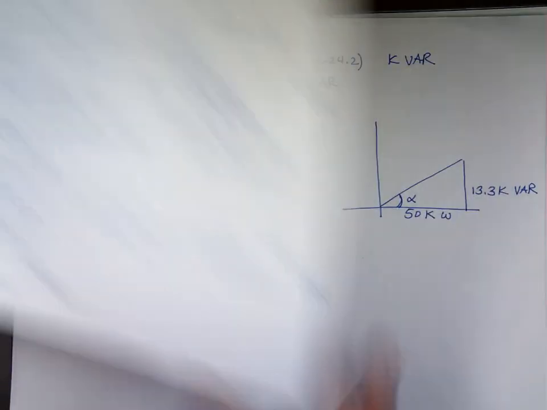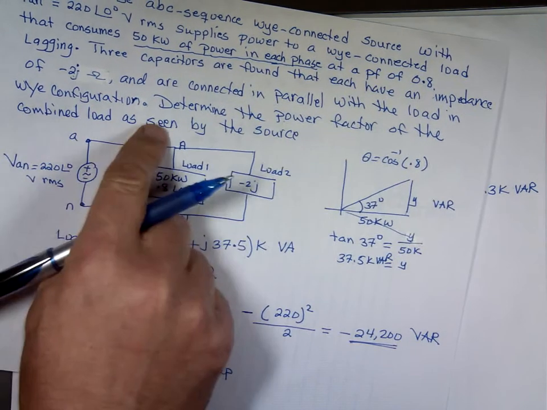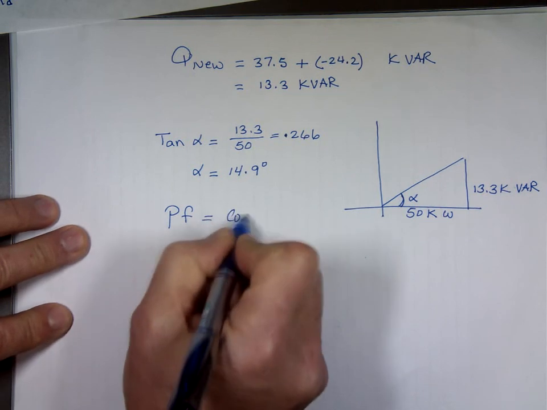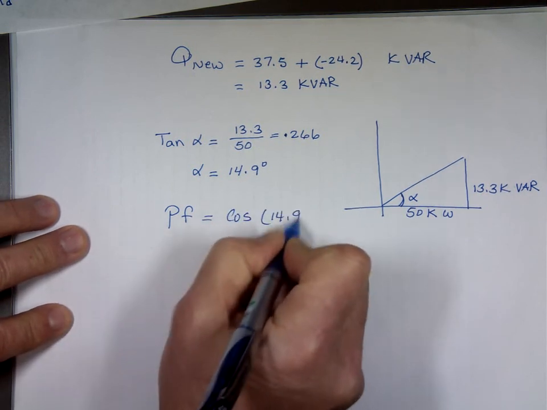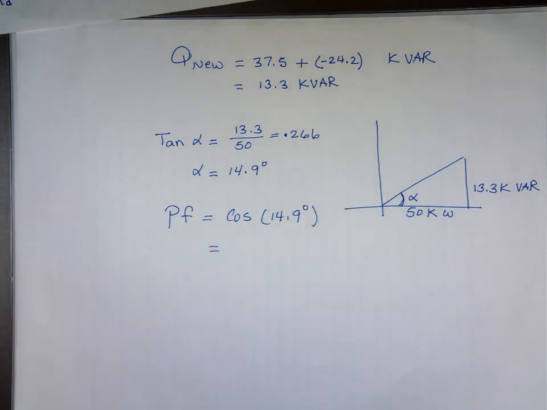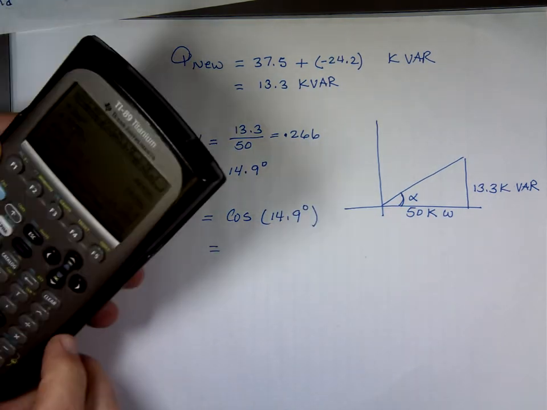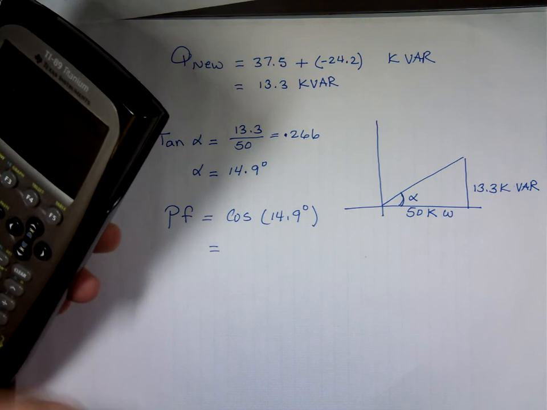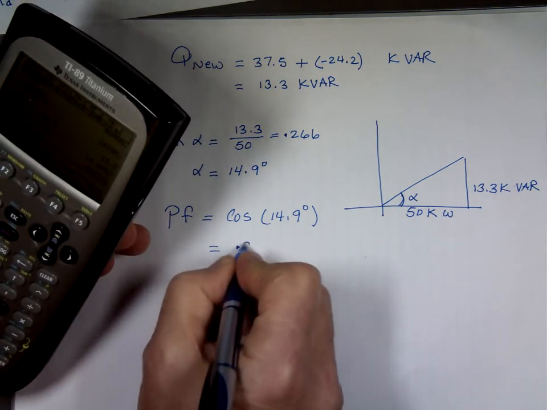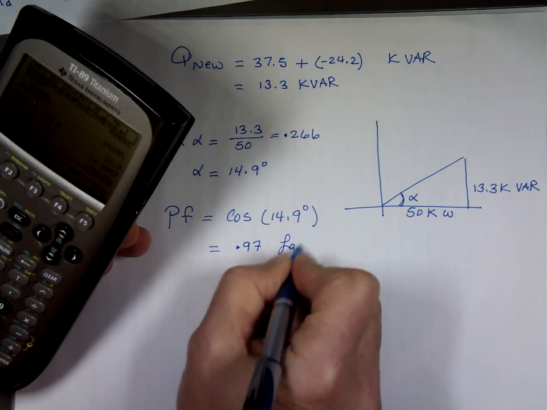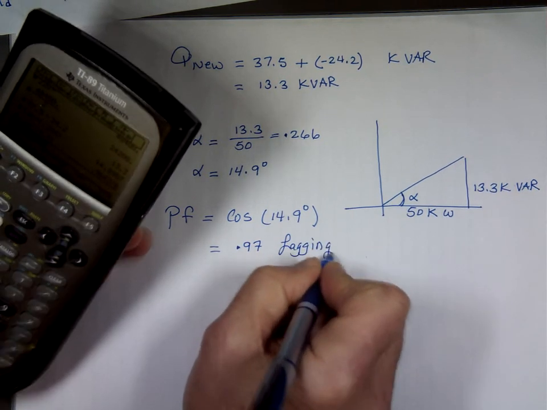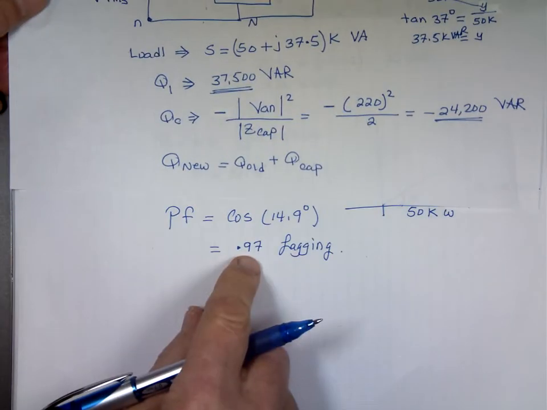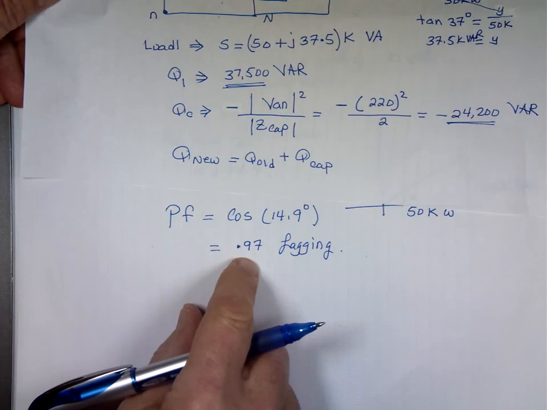So what is my new power factor? The question asked to determine the power factor of the combined load. So the power factor is going to be the cosine of 14.9 degrees. And now notice my power factor jumped to 0.97 lagging. So you actually moved that power factor from 0.8 lagging to almost 0.97, from 80% to 97%, by putting that capacitor in parallel.